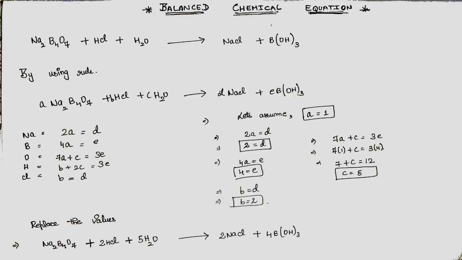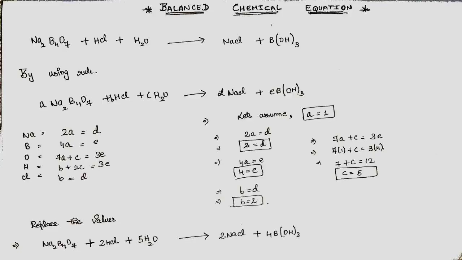In this, you should assume one coefficient as 1. So we are assuming A as 1. After assuming A as 1, we will try to find D. In sodium we have found 2A equals D. So replace the A value in 2A equals D, and we get D equals 2.